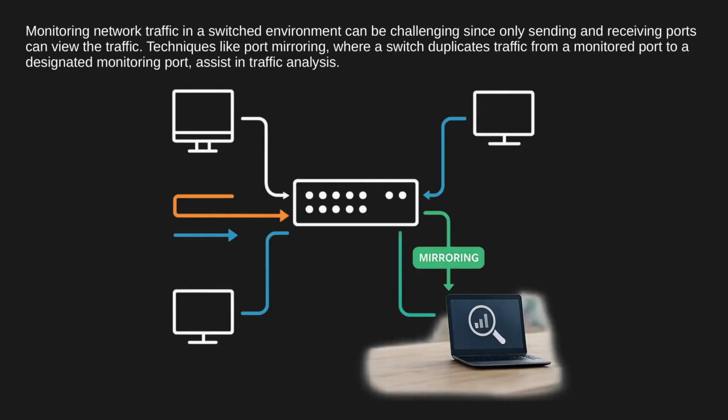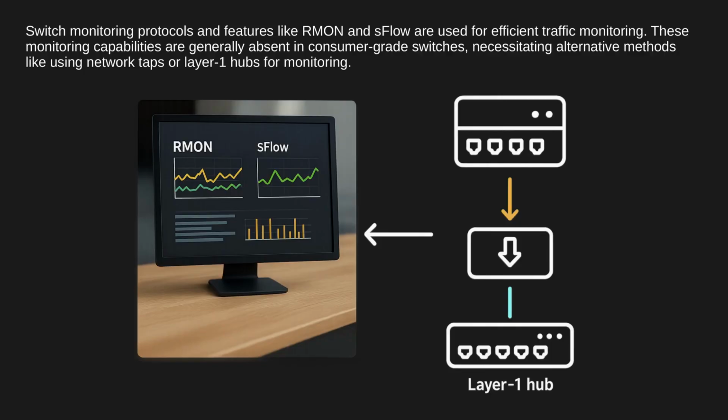Monitoring network traffic in a switched environment can be challenging since only sending and receiving ports can view the traffic. Techniques like port mirroring, where a switch duplicates traffic from a monitored port to a designated monitoring port, assist in traffic analysis. Switch monitoring protocols and features like RMON and sFlow are used for efficient traffic monitoring. These monitoring capabilities are generally absent in consumer-grade switches, necessitating alternative methods like using network taps or Layer 1 hubs for monitoring.